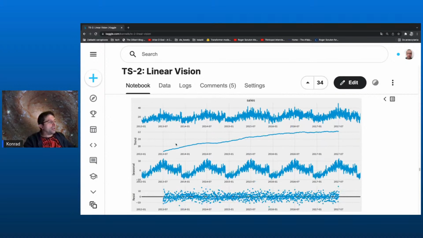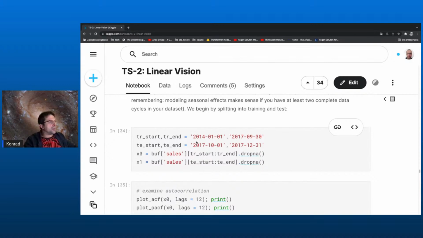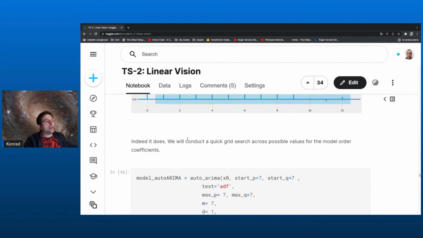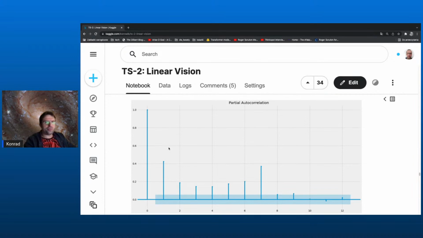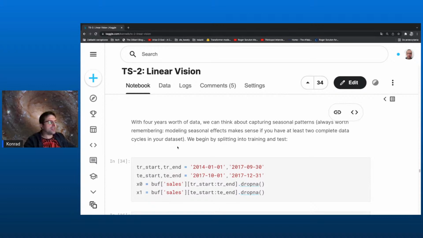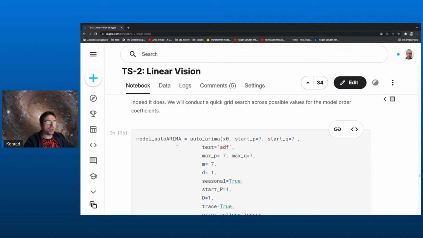This is the decomposition. Okay, nothing special. Start and end of training and validation. Look at autocorrelation. Those are bits you have already seen, but this is just a reminder to get you into the routine. Look at those things before you start applying any sort of time series method, whether it's ARIMA or something more fancy. Have a look first. What does autocorrelation, what does partial autocorrelation look like? What does the seasonal decompose look like?